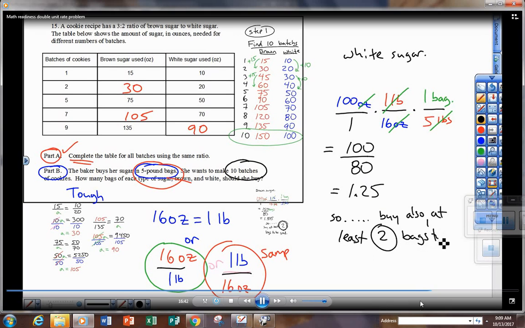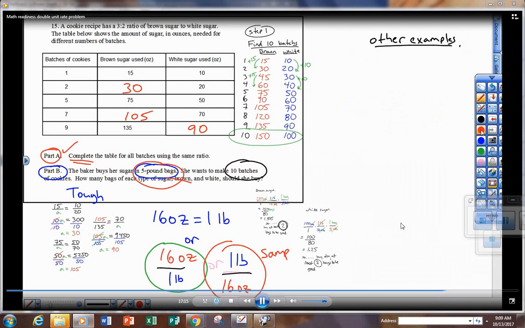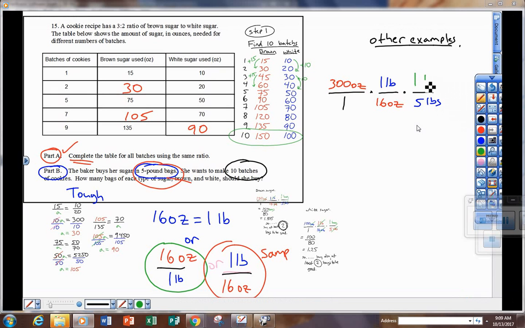Alright, I'm going to do another couple examples here to help you out. For other examples, instead of using 150 ounces of brown sugar, this time I'm going to use 300 ounces and show you what happens. I'm going to change that to pounds, using the conversion 1 pound for every 16 ounces. And then I'm going to change that to 1 bag of sugar for every 5 pounds, because she's buying 5-pound bags.